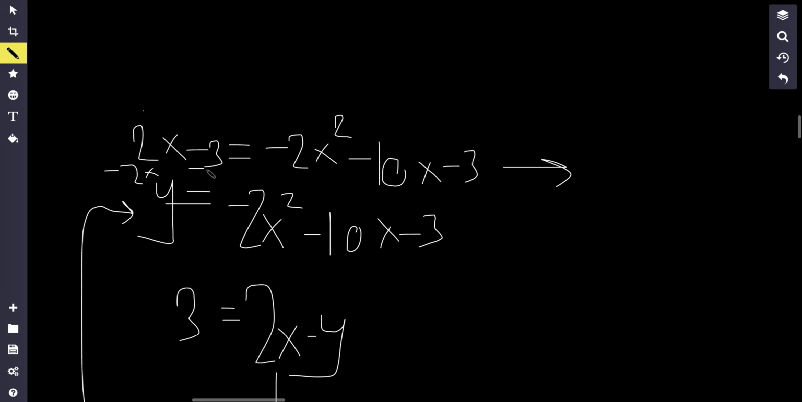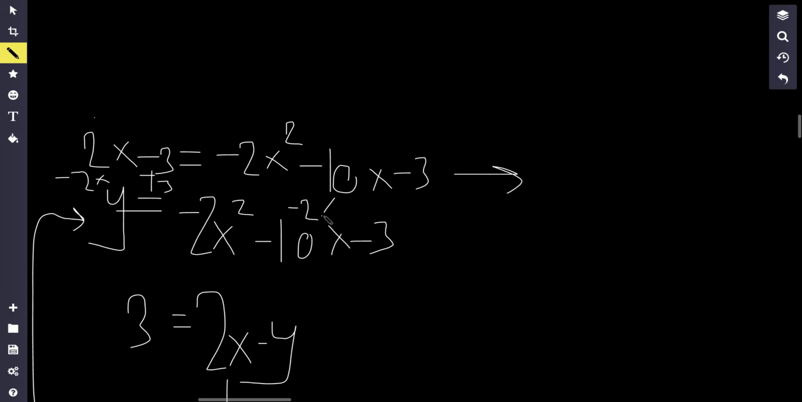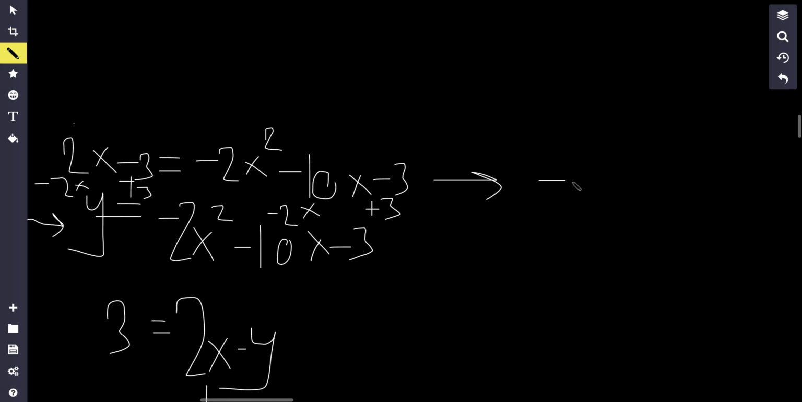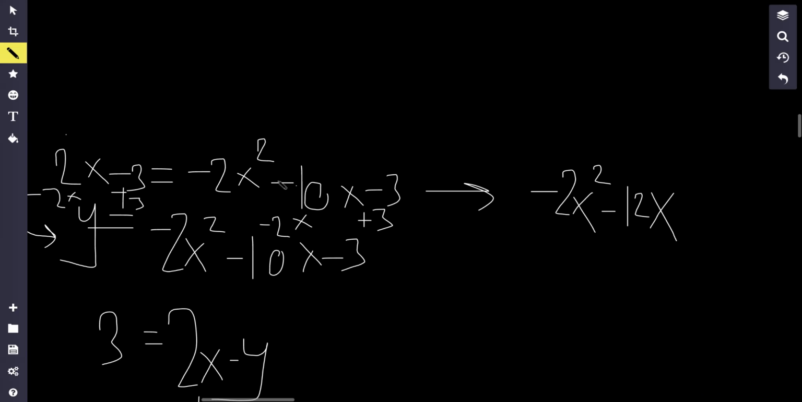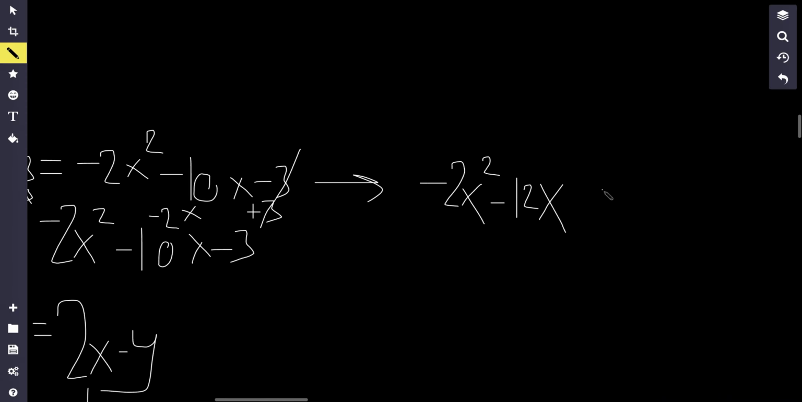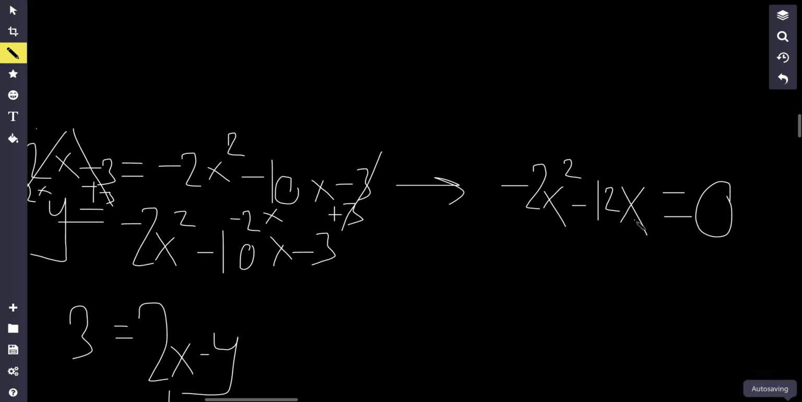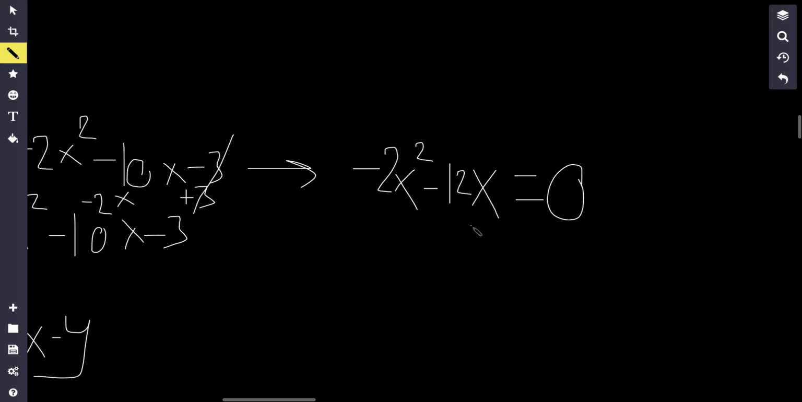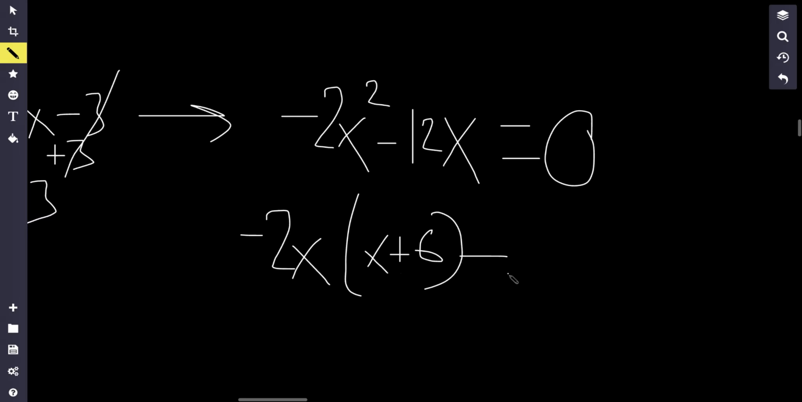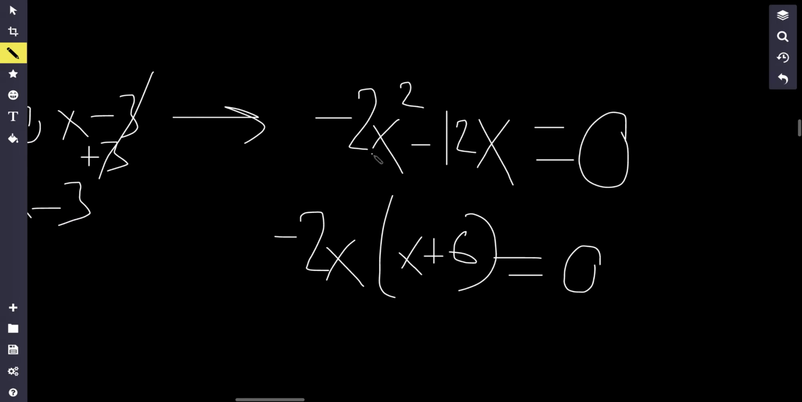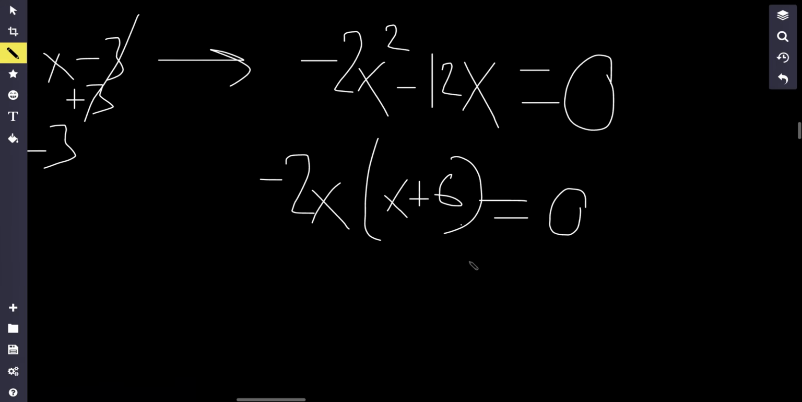Now I'm going to move everything to one side. I subtract 2x from both sides and add 3 to both sides. So I get negative 2x squared minus 12x, because negative 10x minus 2x is negative 12x. The negative 3 and positive 3 cancel out. So I just get negative 2x squared minus 12x is equal to 0. Now I can factor out a negative 2x from both terms, and I'm going to get x plus 6 on the inside.